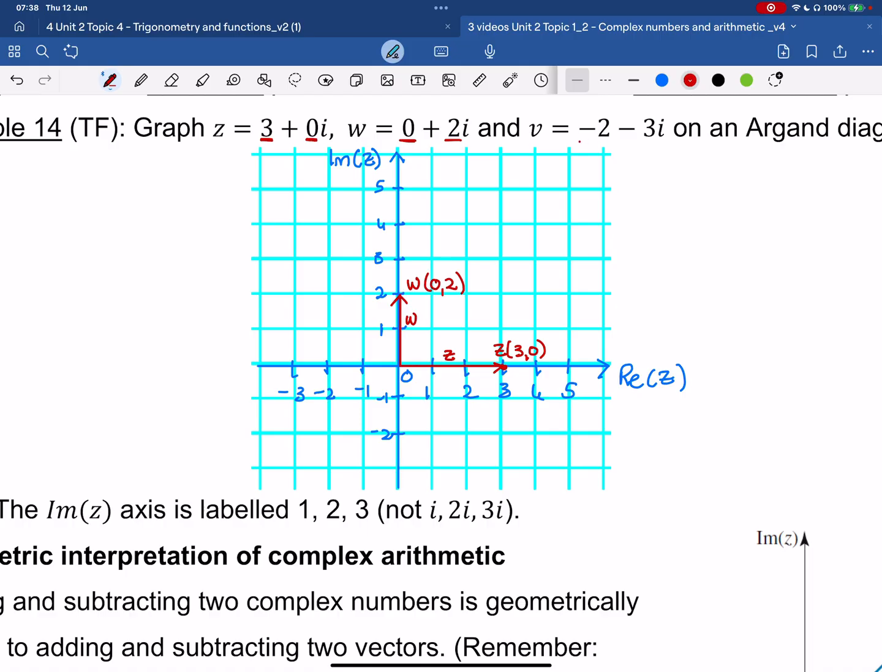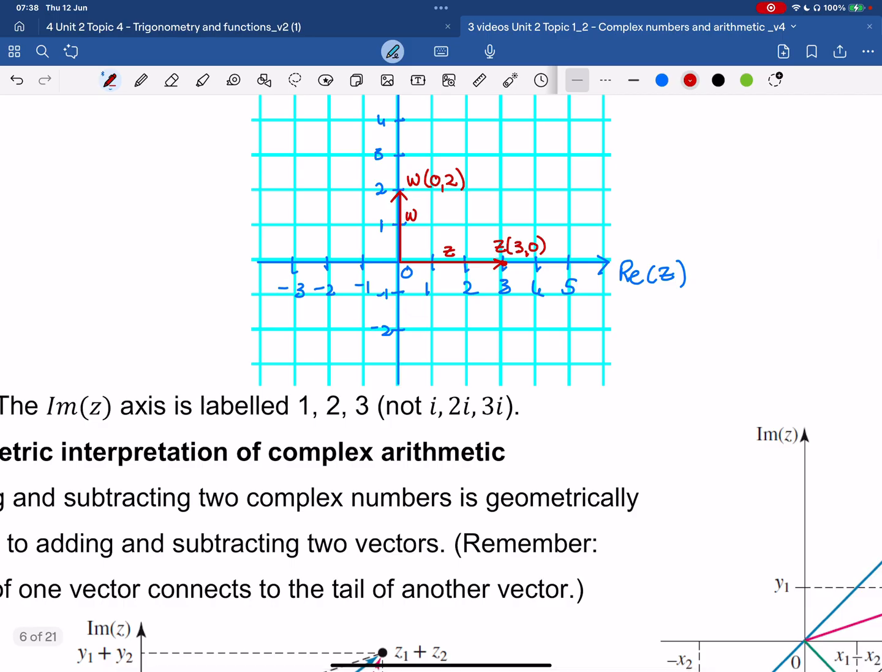Let's have a look at v. This says it's negative 2 in the real direction and negative 3 in the imaginary direction. Well, that means it's going to go negative 2 in the real direction and negative 3 in the imaginary direction. I don't have enough labels there. So that means I'm going to go 2 to the left and 3 down. So my point associated with v is going to be negative 2, negative 3, and my complex number is going to be shown as such.